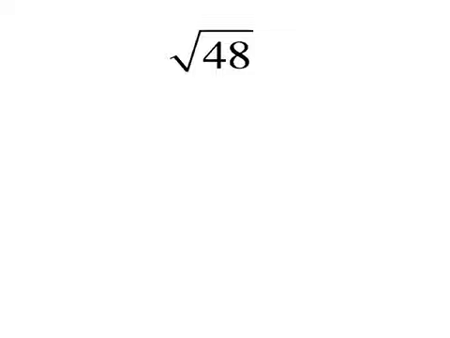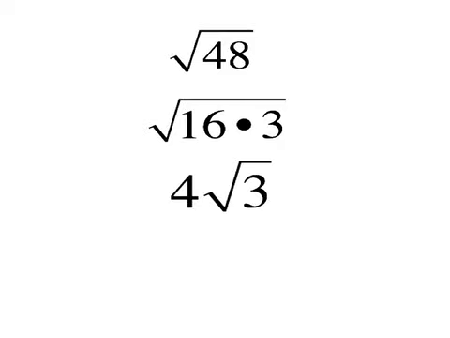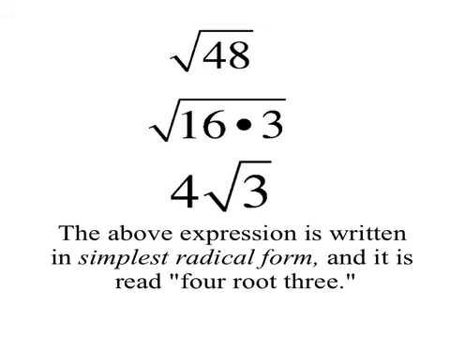But we also choose to do something with this and write it slightly different. And that's because 48 is the product of 16 times 3. And 16 is a perfect square. So we take the square root of 16, 4, we write it outside the radical symbol, and we get 4 times the square root of 3. And this is called simplest radical form, and it is often read 4 root 3.